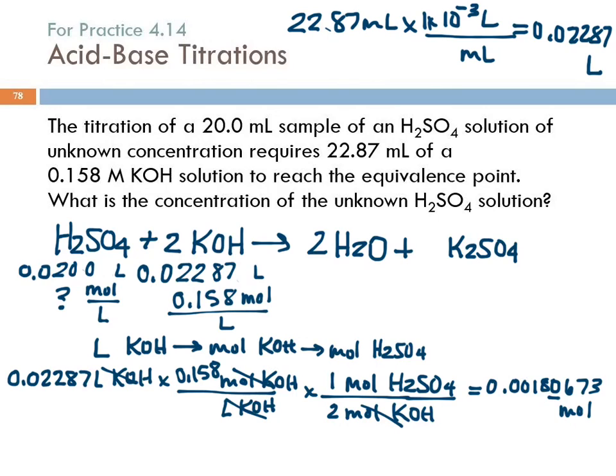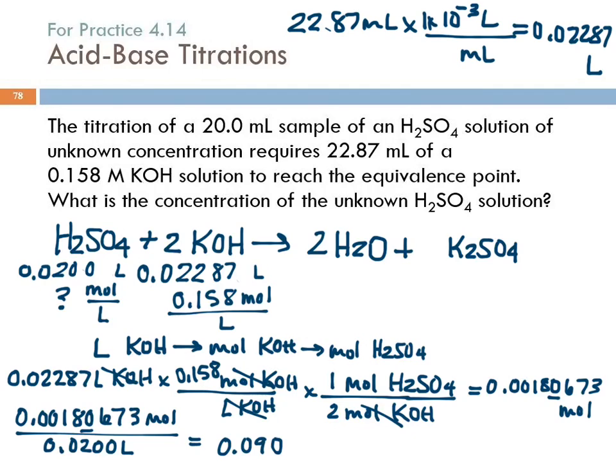So now the molarity is going to equal that number, 0.001800673 moles, divided by the volume in liters, 0.0200 liters. That number is still in my calculator. I'm just going to divide by 0.02. And I come up with 0.09. This is my final answer, so I'm going to round it to 3 significant figures. Moles per liter, or 0.903 capital M.